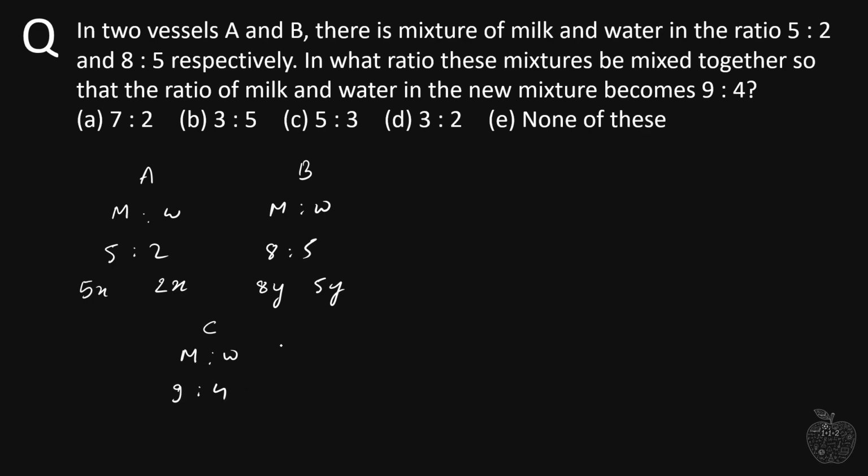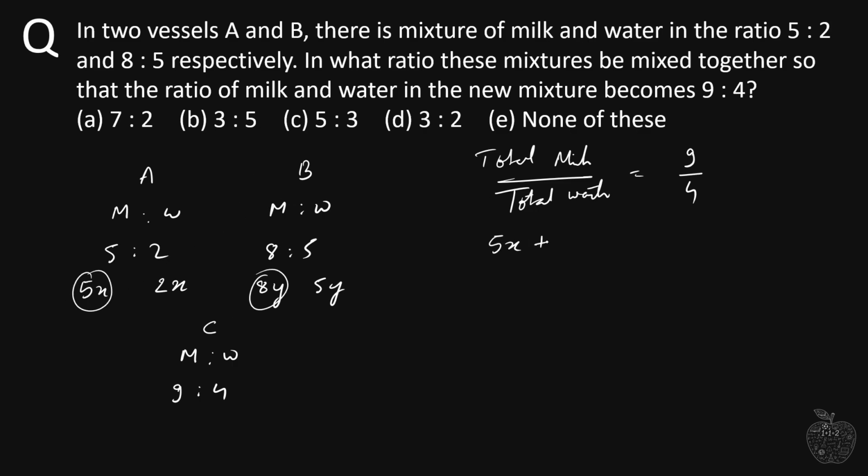So that means in vessel C, total milk to total water is in the ratio 9:4. That means I can say this is 9/4. We can calculate the total milk here. We know that in vessel A there is 5x milk, and in vessel B there is 8y milk. So total milk is 5x plus 8y, and total water can also be calculated. In vessel A there is 2x water, and in vessel B there is 5y water. So total water is 2x plus 5y, and this is equal to 9/4.